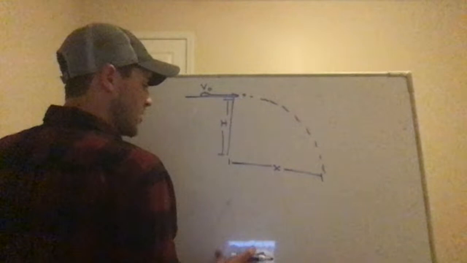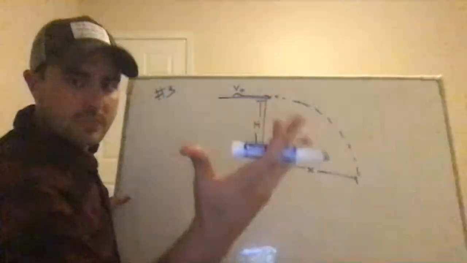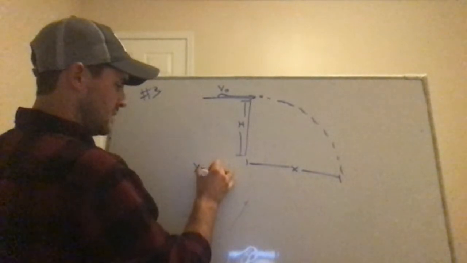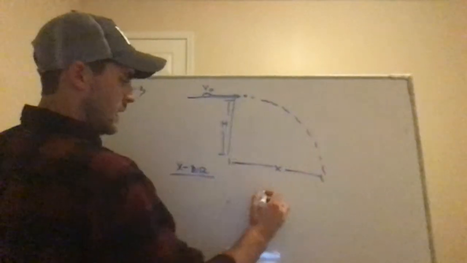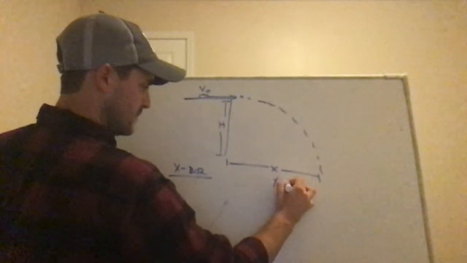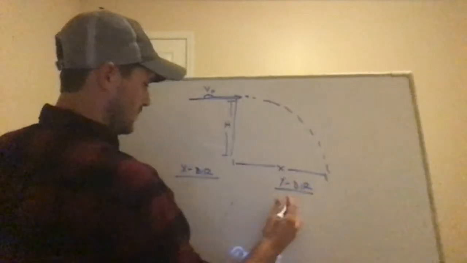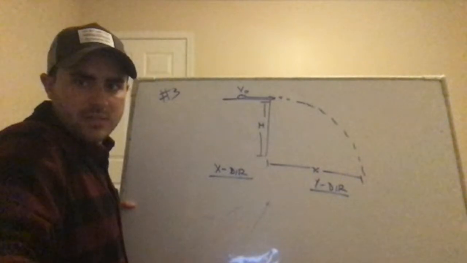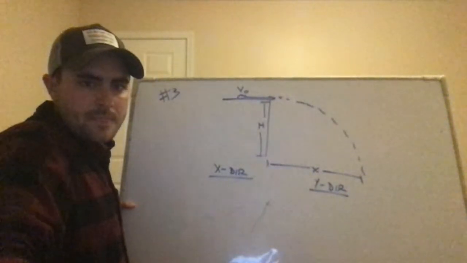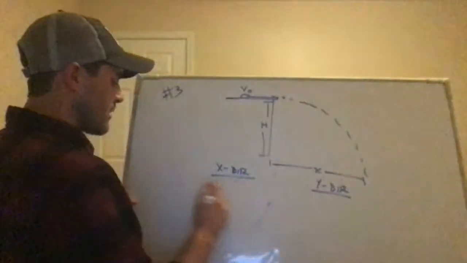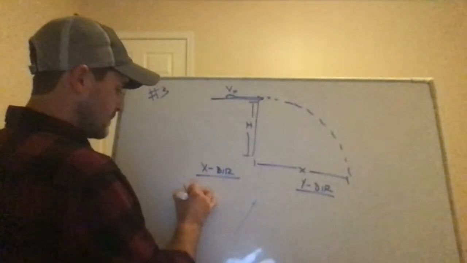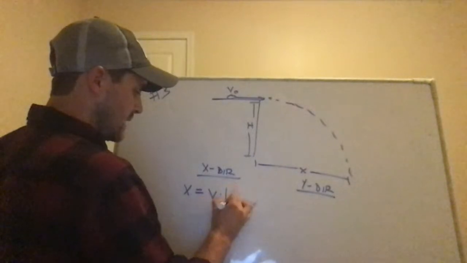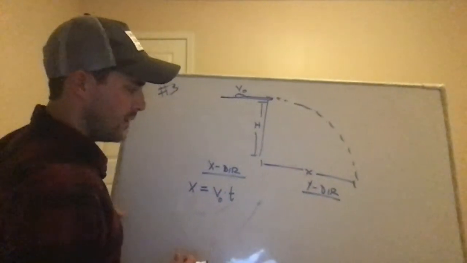So what the answer key sets up for us is here's the x direction, and here's the y direction. Well, in the x direction, I know it's going to travel a position of x relative to initial velocity times time. I need to split my screen here real quick, so hang on. Okay?